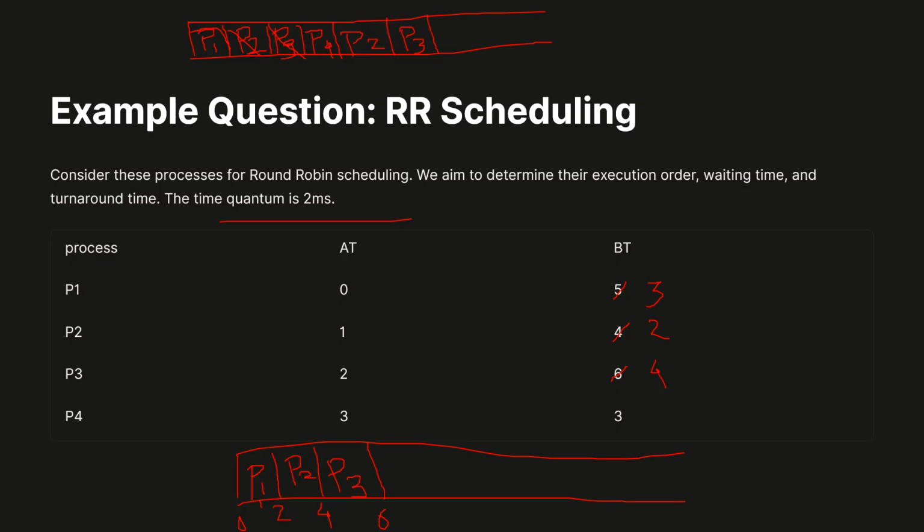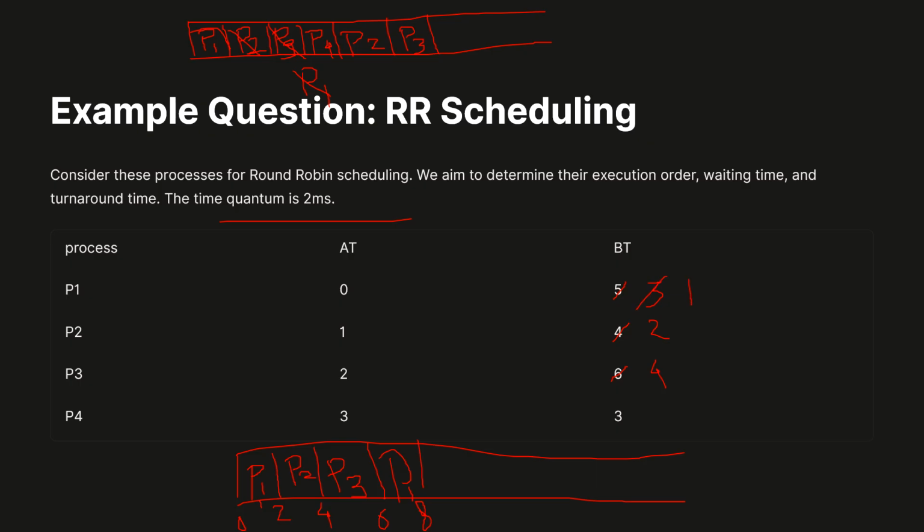So I think we forgot to put P1 into the ready queue again, so we are doing it now. P1 is waiting here before P4. So now after P3, P1 will be executed. We'll cut P1 from here, and P1 is now executing again for 2 seconds. So from 6 it will be 8 now. And now the burst time of P1 will be 3 minus 2, which is equal to 1.